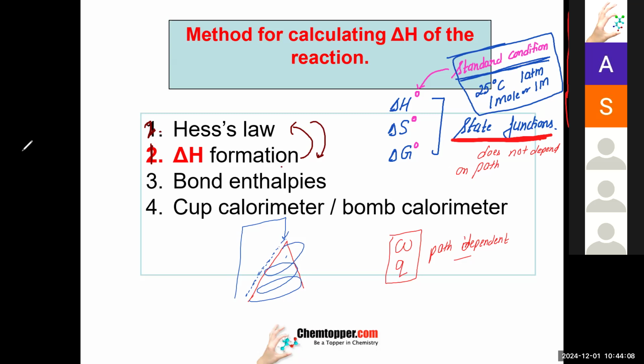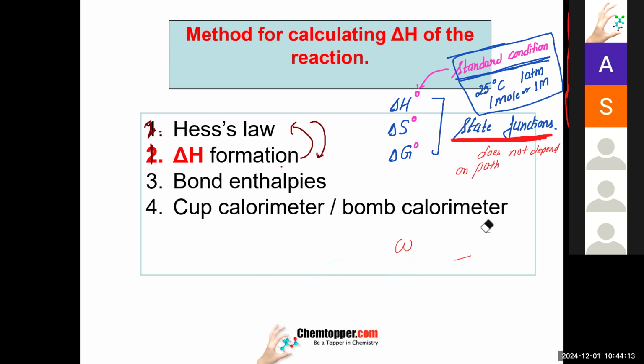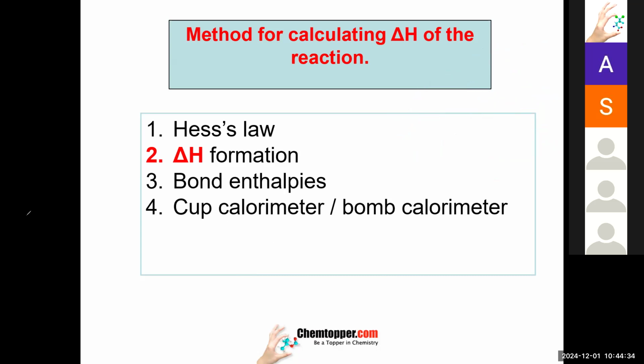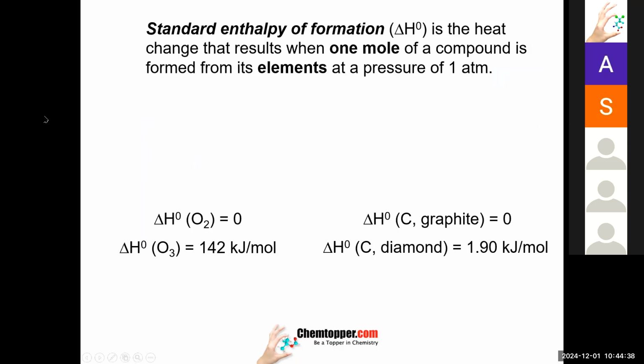So please do not forget these things. So delta H, delta S, delta G are path dependent? Oh, path dependent or path independent? They are path independent. They do not depend on path. They are state functions. Based on this property, that these are state functions independent of path, we have a few equations.